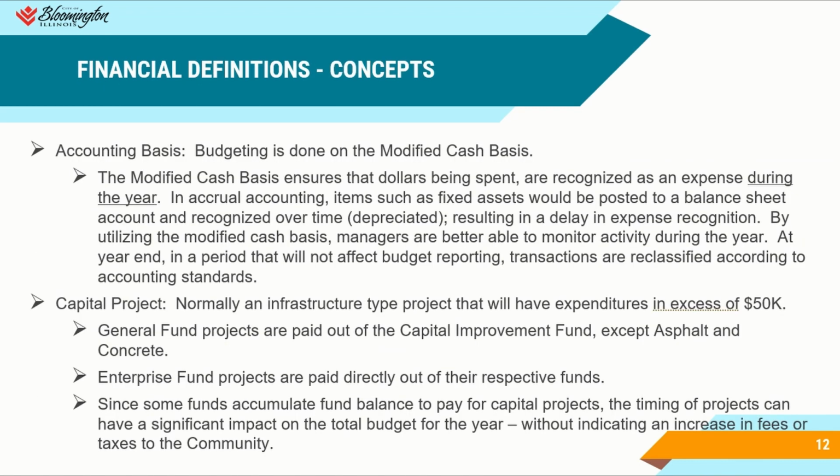Financial definitions and concepts, accounting basics. Budgeting is done on the modified cash basis. Capital projects are normally an infrastructure type project that will have expenditures in excess of $50,000. General fund projects are paid out of the capital improvement fund except for asphalt and concrete. Enterprise fund projects are paid directly out of their respective funds.